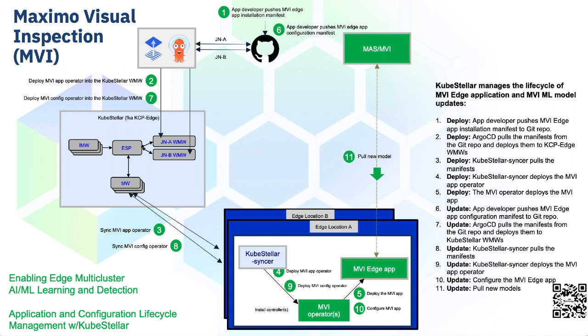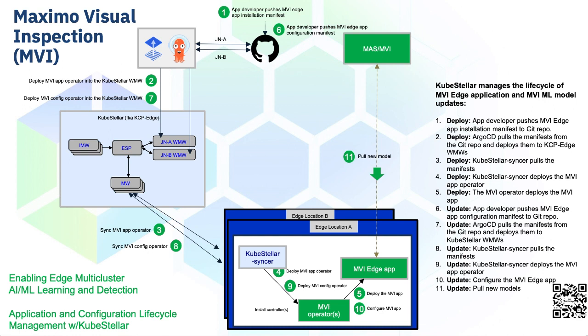At step 4, the syncer deploys the MVI operator and that starts the MVI Edge app at step 5. At this point, the application is up and running, but it's not configured with any inspection or model to be used. So we go back to step number 6, where the user pushes the manifest to configure the MVI Edge application to the Git repo.